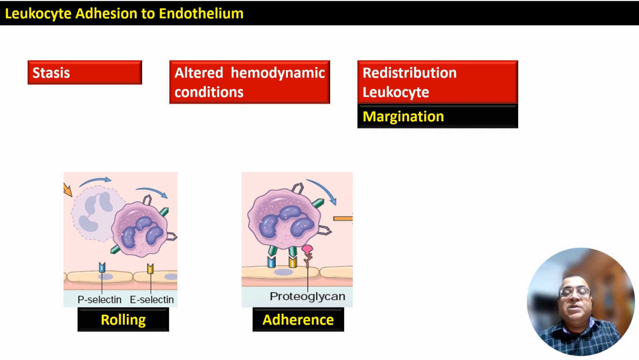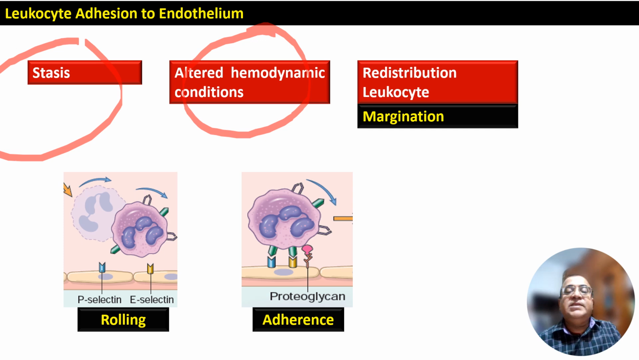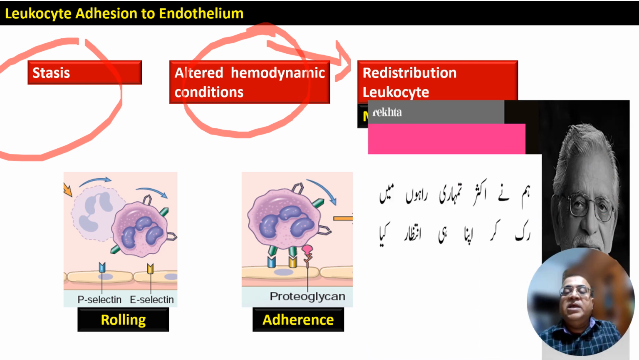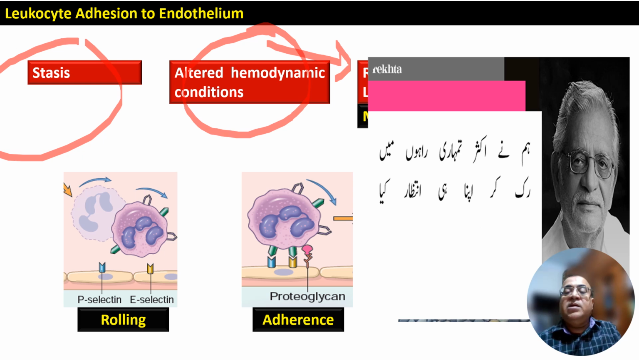So in inflammation, there is altered hemodynamic state. There is stasis. As a result of stasis, the neutrophils are redistributed, and they now are present along the surface of the endothelium, and this condition is termed as margination. Here they lie and they wait for more of the neutrophils to join them.